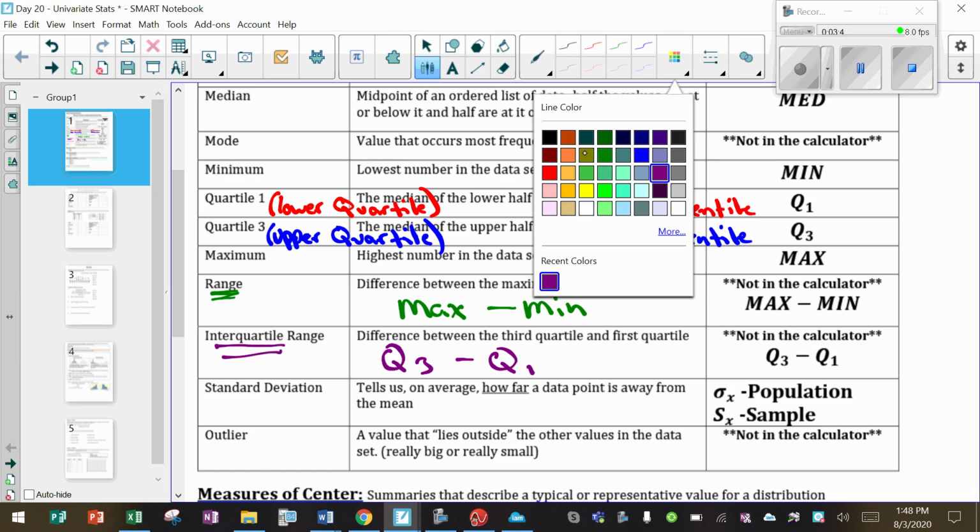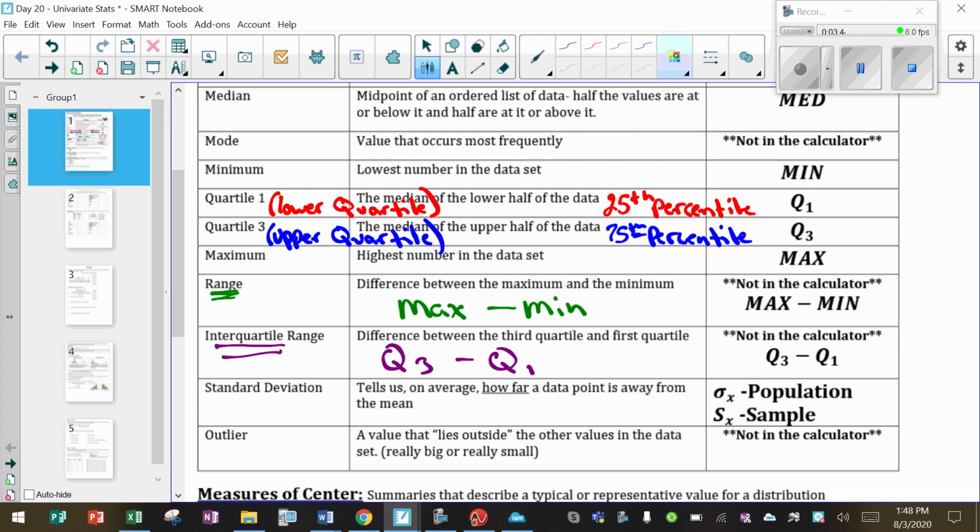That is a number used to determine how far a data point is away from the mean. So it helps us determine whether the big picture of scores or data sets are clumped close together, or if they're really spread out. Okay, so that's the standard deviation. And then an outlier is something that lies far away from most of the data set. It's an extreme high score or an extreme low score that seems to not quite fit the pattern of the data because it's too high or too low.